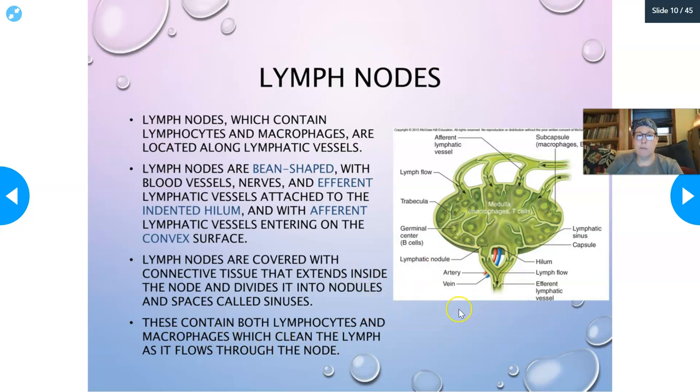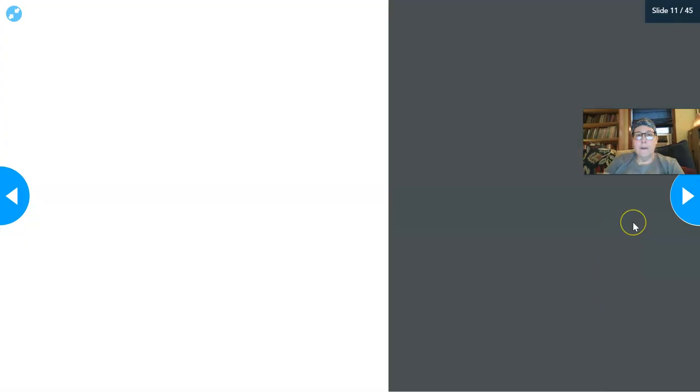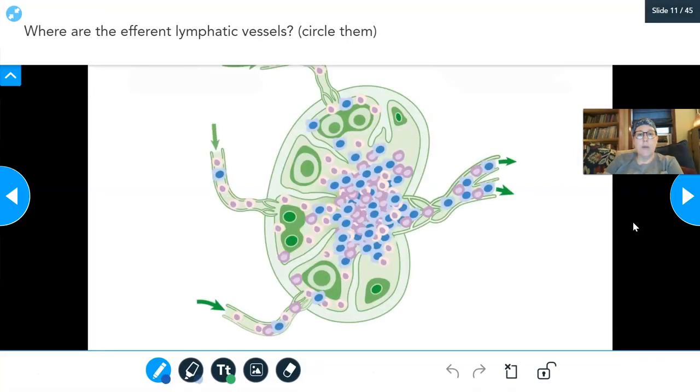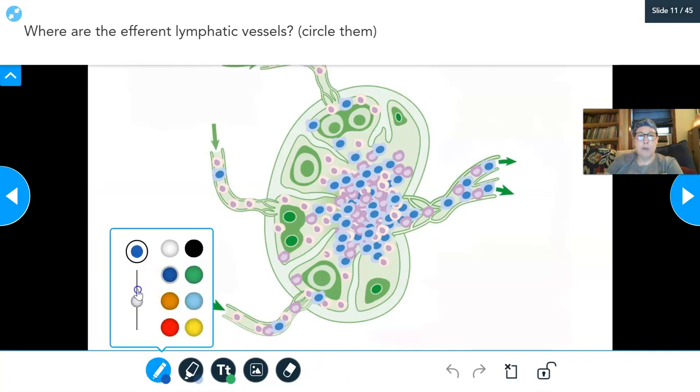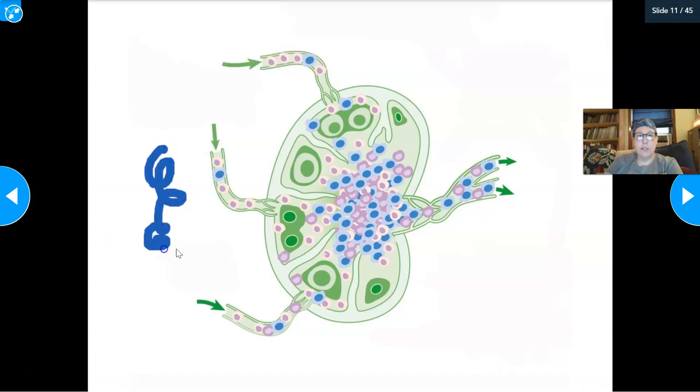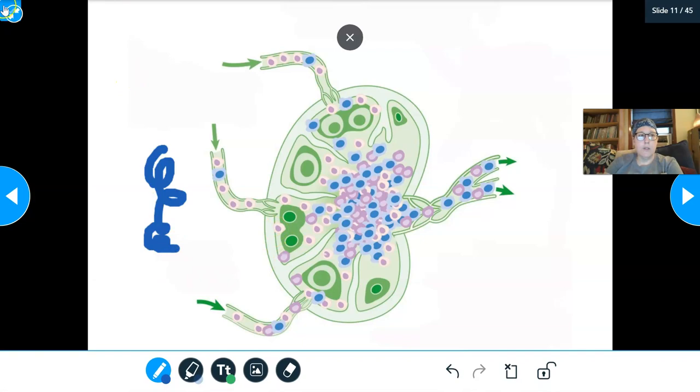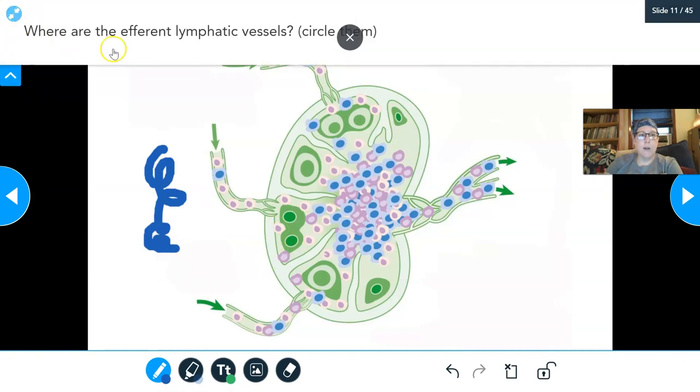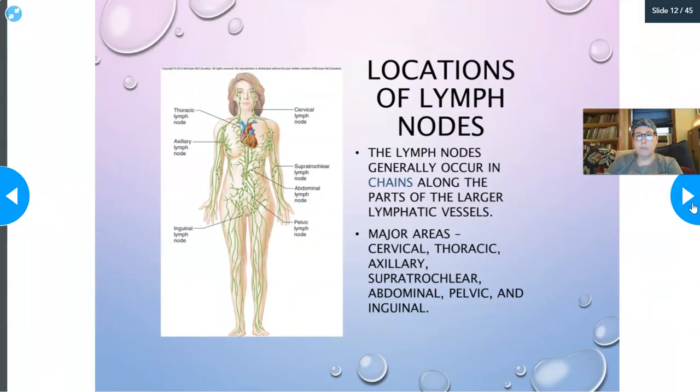These spaces contain lymphocytes and macrophages, which clean the lymph as it flows through the lymph node. So in this picture, again, it's a draw-it. We've seen you've had a couple of these. You can change color and thickness, and then you can draw. The instructions are saying, where are the efferent lymphatic vessels? So circle them. You can pick a color. I pick blue. It doesn't matter what color you pick, but circle your efferent lymphatic vessels in this picture.